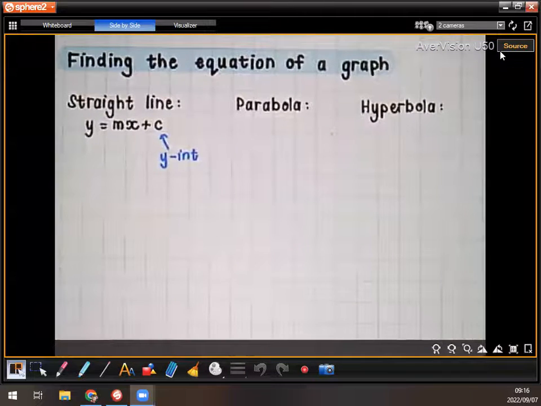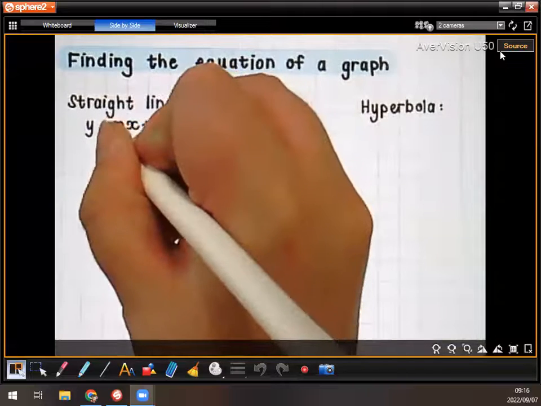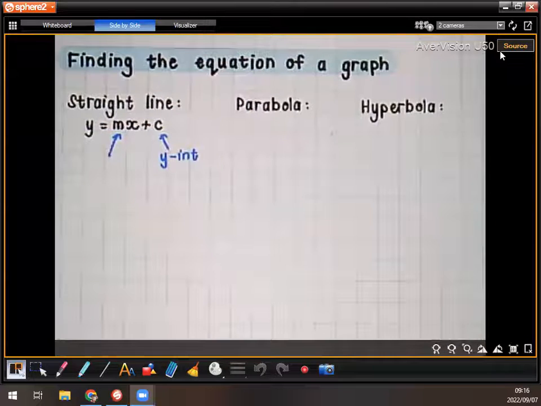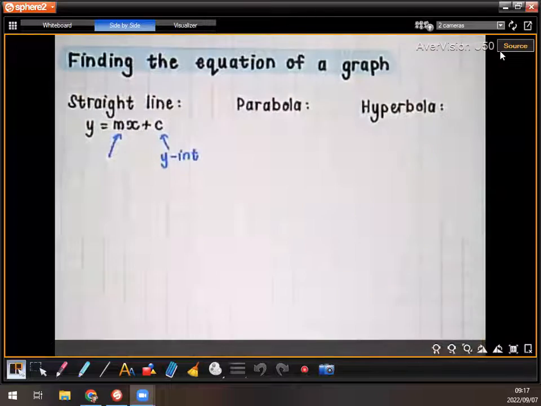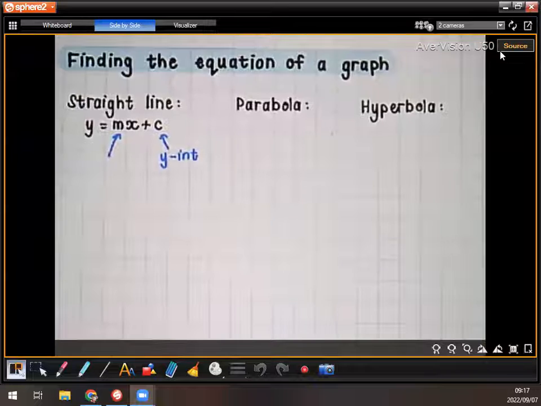All right? M, we remember, is the gradient. M is not the x-intercept, guys. That is the most common mistake with these questions when it comes to straight lines. People think c is the y-intercept and m is the x-intercept. That is not the case.